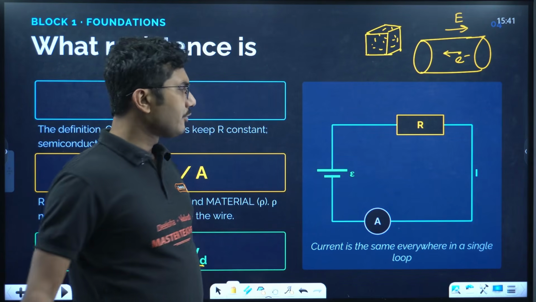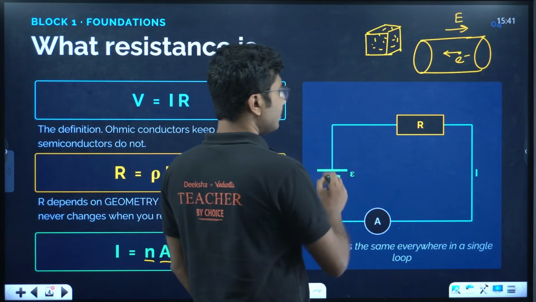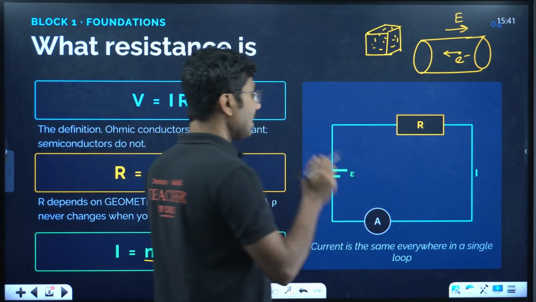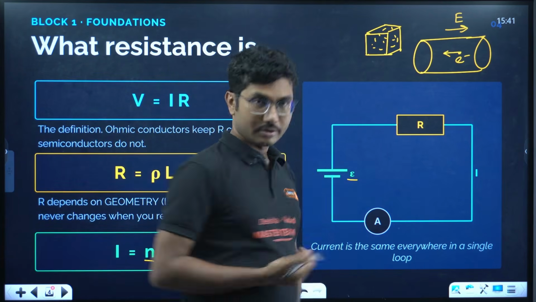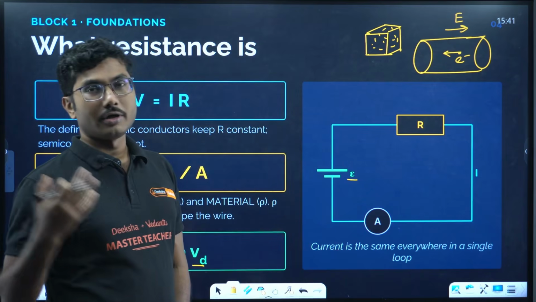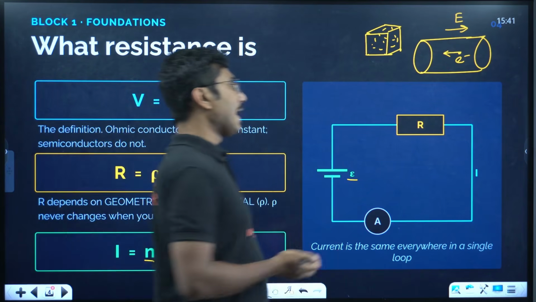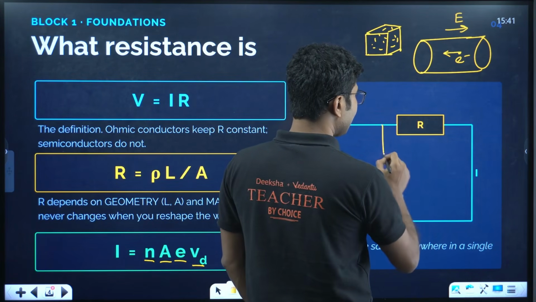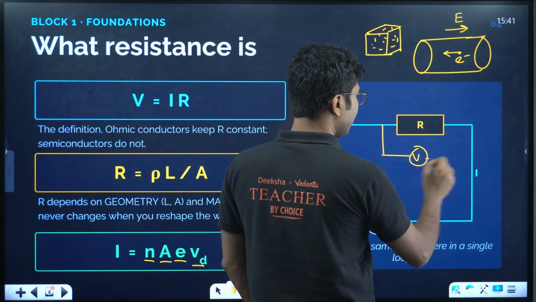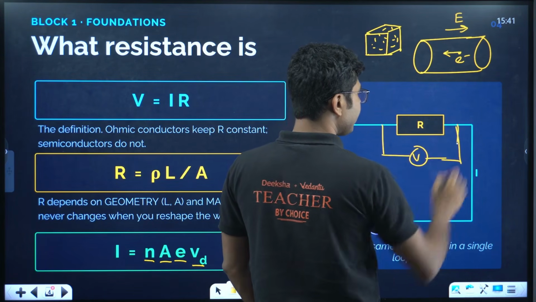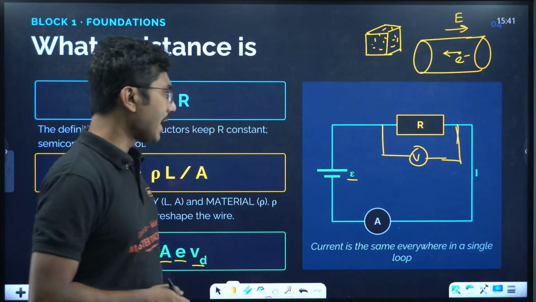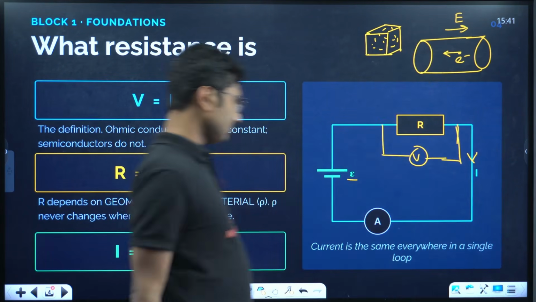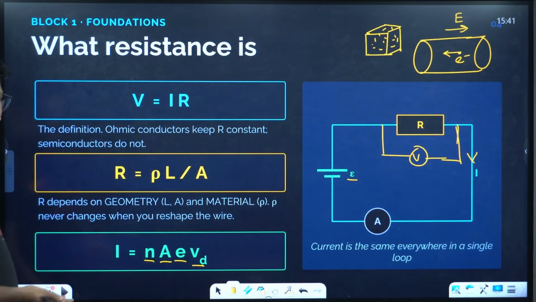Now if you see, this is the circuit. For current to flow in a circuit, we require a source of EMF, which is called a battery. We have a resistor and a current meter, an ammeter. There could be a voltmeter to measure the voltage as well. So this is the basic circuit, and through that you are expecting some current to flow.